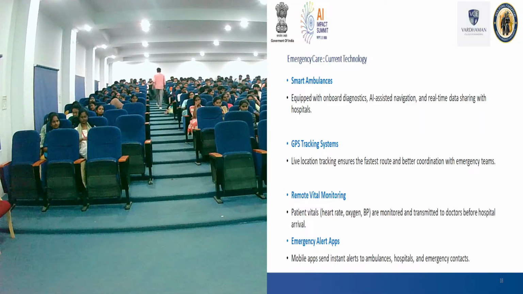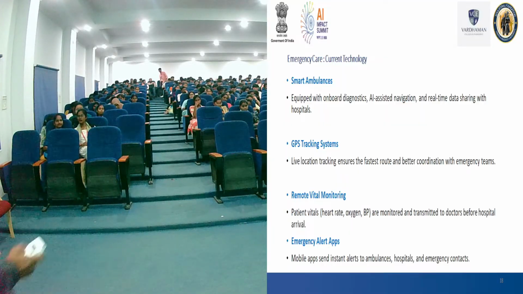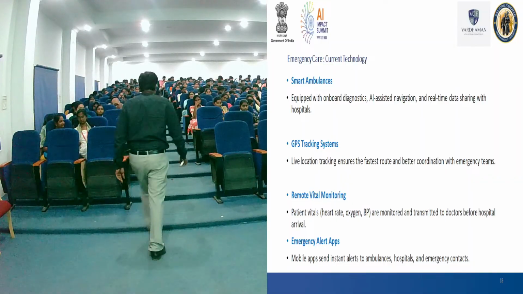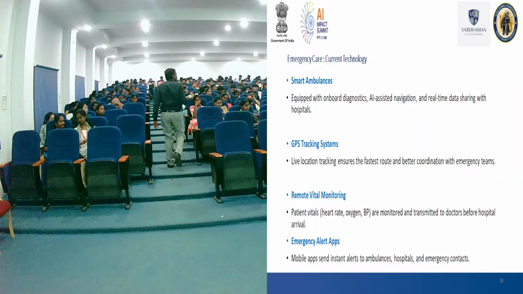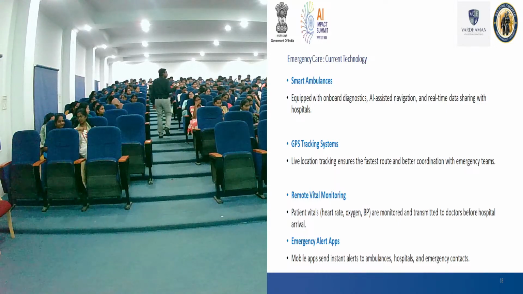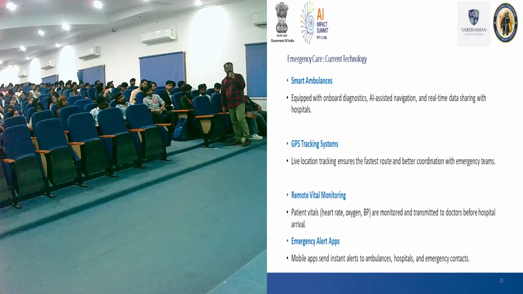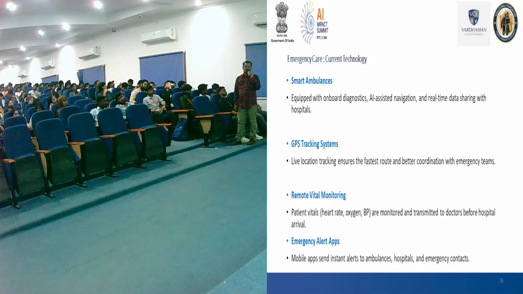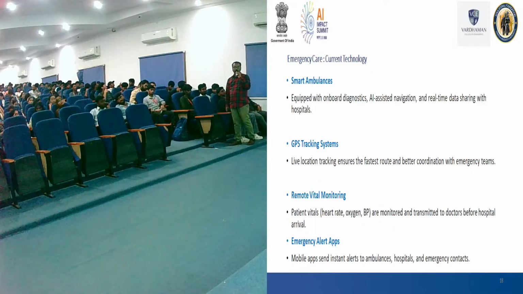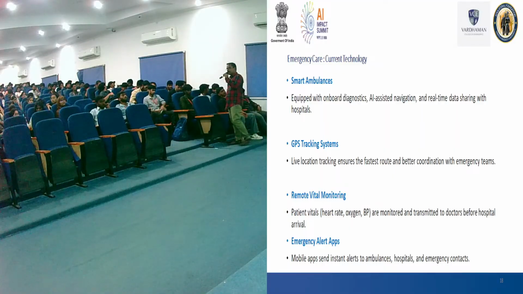Remote vital monitoring. Patient vitals like heart rate, oxygen, BP, etc. are monitored and transmitted to doctors before hospital arrival. So before the patient gets into the hospital, all the data will be sent to the hospital. Emergency alert apps. Mobile apps send instant alerts to ambulances, hospitals, and emergency contacts. If any accident happens, an alert goes to the nearby hospital. The hospital immediately communicates with the ambulance.